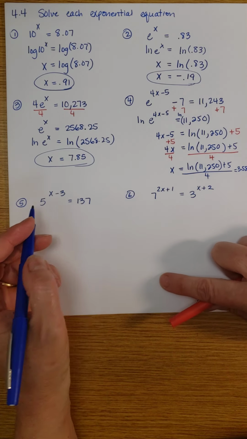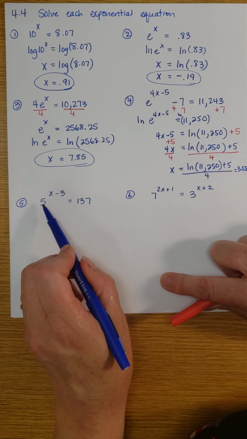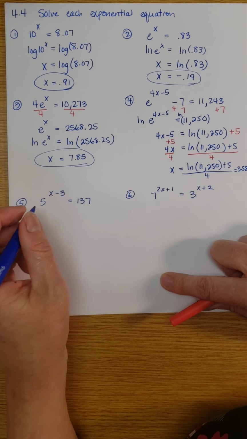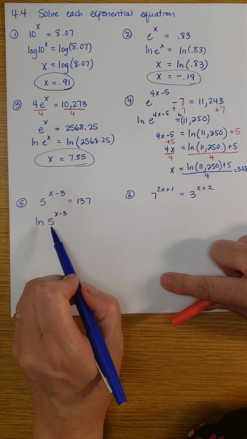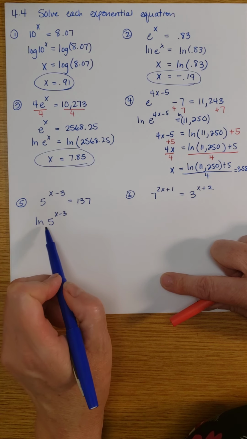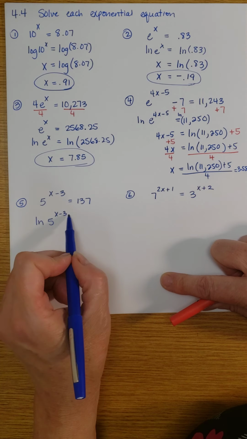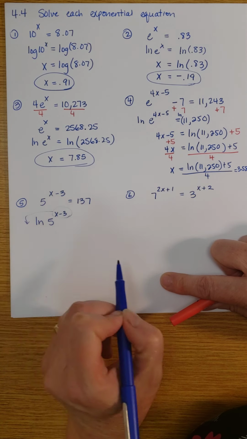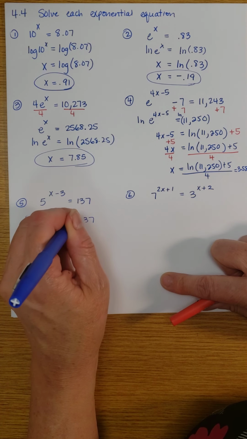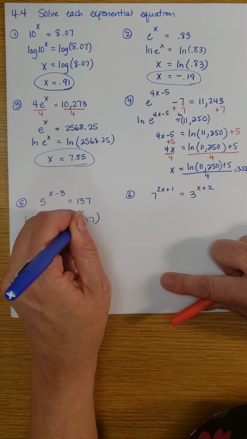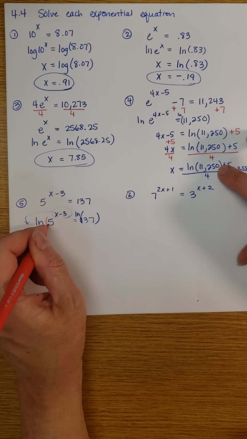Here, I'm going to take the natural log of both sides. Notice that I don't have base 10 or e. So when I take the natural log here, these are not going to effectively cancel out. They're not inverses of each other. This is base e and this is base 5. So I can bring this x minus 3 out front. And I'm supposed to take the natural log of that as well. So here I just took the natural log of both sides.